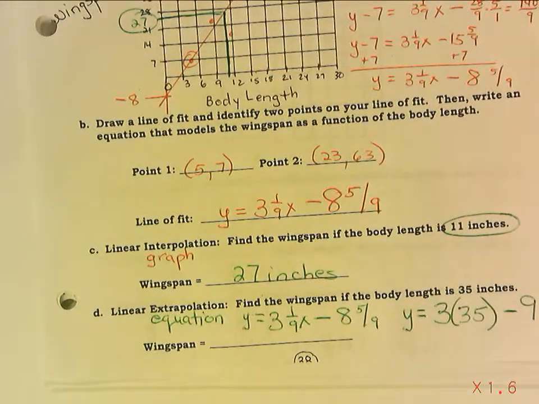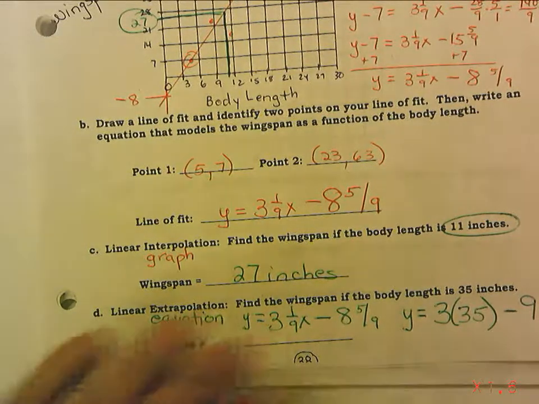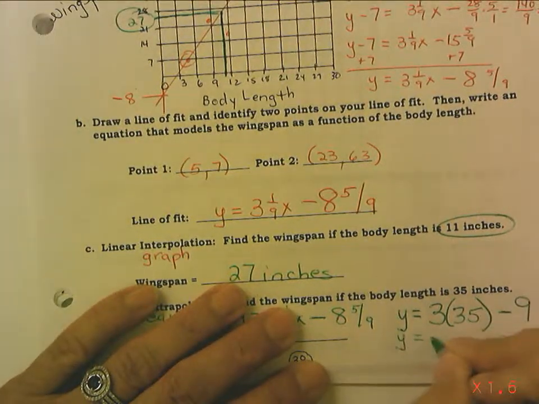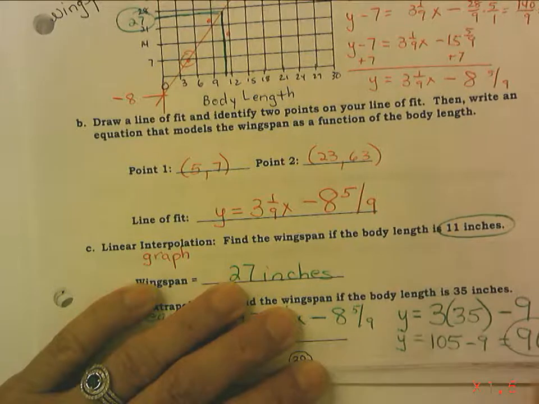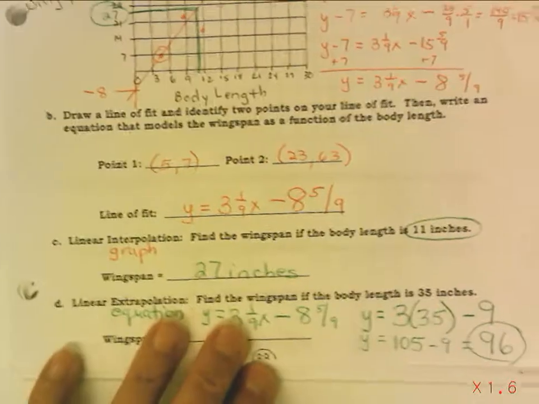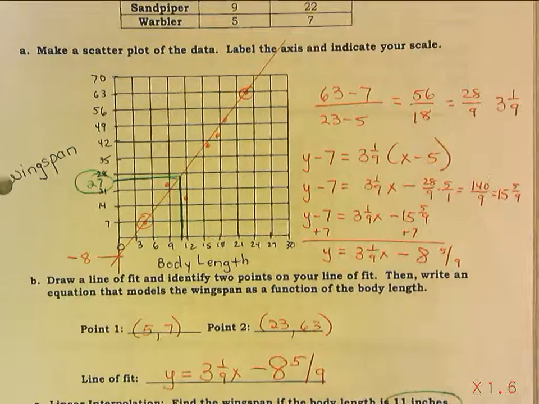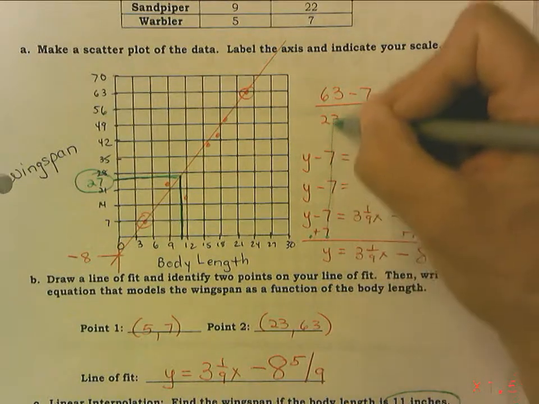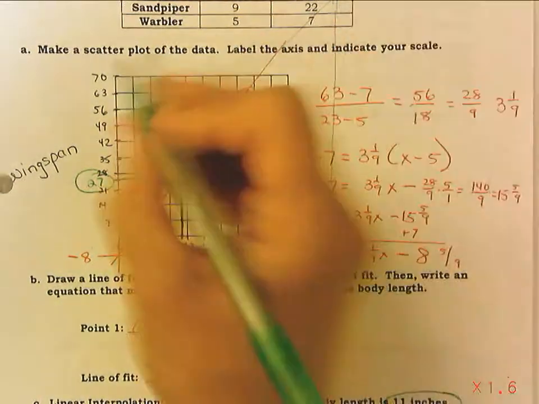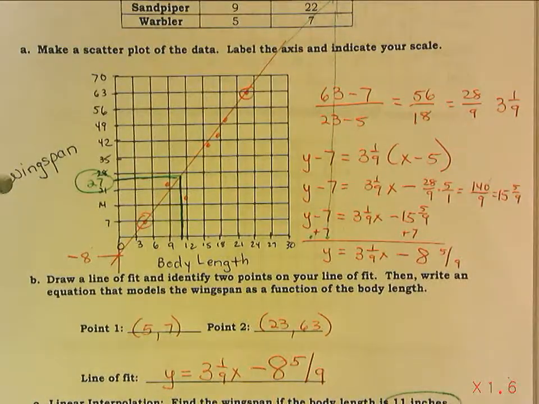So now all I have to do is 3 times 35 minus 9. So 3 times 35 is 105. And 105 minus 9 is 96. So my approximation for the wingspan when x is 35 is 96. Now let's look back at our graph. And if I was to extend 35, I might be down here. And if I drew up this, and then I could actually get numbers here, and 96 looks pretty reasonable.